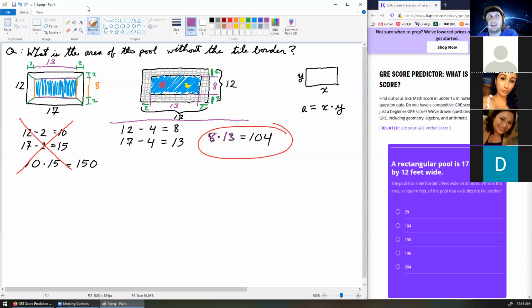To find the size of the actual water area, the actual pool, that's all we're doing. I'm literally taking those whole sections away. I'm taking the entire tile border away. Okay. Again, 101 session later. For now, let's just move on forward.